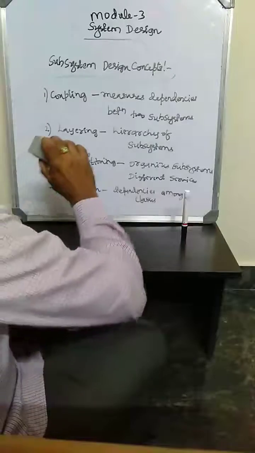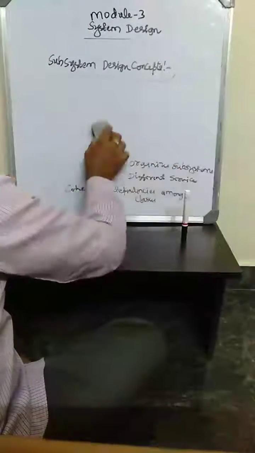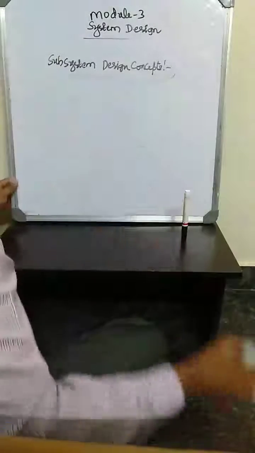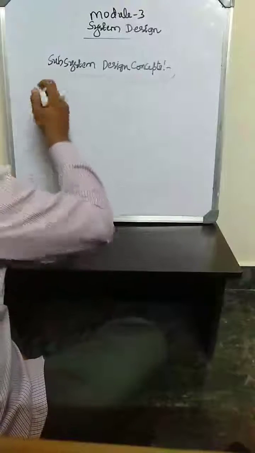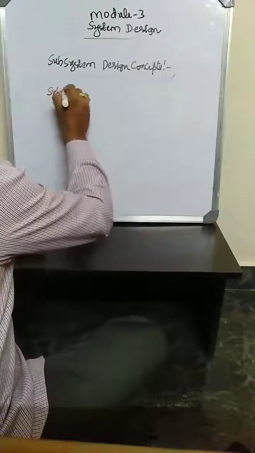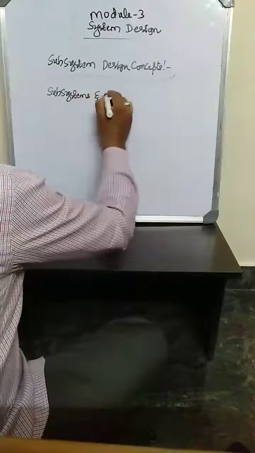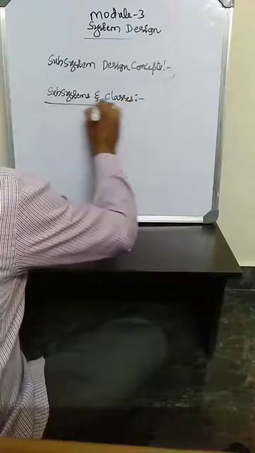These are the main important concepts, definitions that we need to understand before going for subsystem concepts, right? After understanding these definitions, we need to understand the main important one, that is called subsystems and classes. Subsystem and classes.